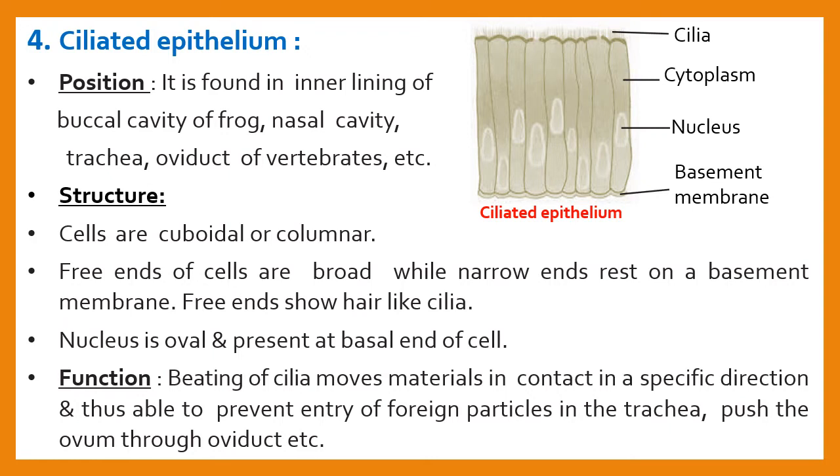In the trachea, the beating of the cilia will take place in such a way that foreign particles will be thrown out. Whereas in the oviduct, the beating will take place in such a way that the ova will move inside the female reproductive tract. Alright.